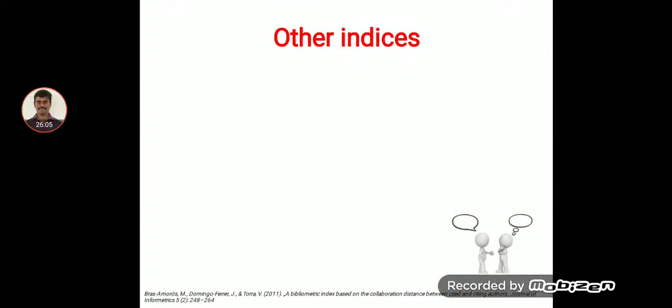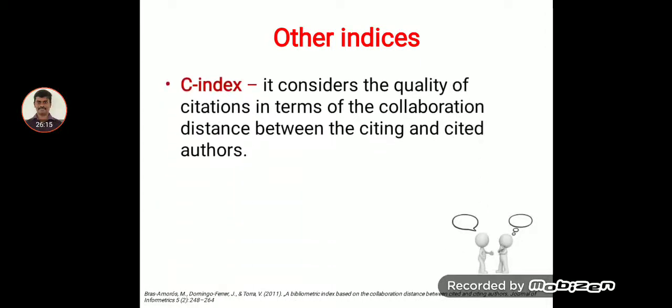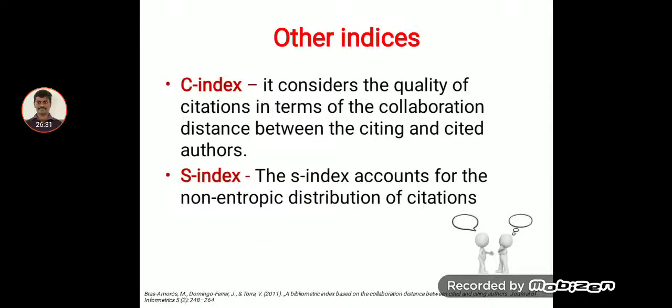There are also other indices which are taken in author metrics. They are not in practice, but still the theory was proposed for all these indices. That is the C index. The C index considers the quality of citation in terms of the collaboration distance between the citing and the cited papers. So it mainly pertains to the collaboration distance. Whereas the S index accounts for the non-entropic distribution of citations. So these are the other two indices.